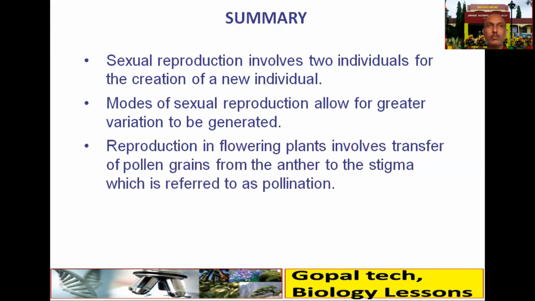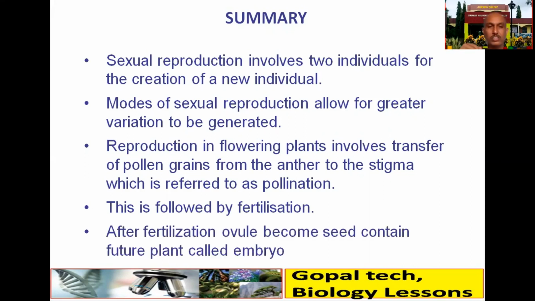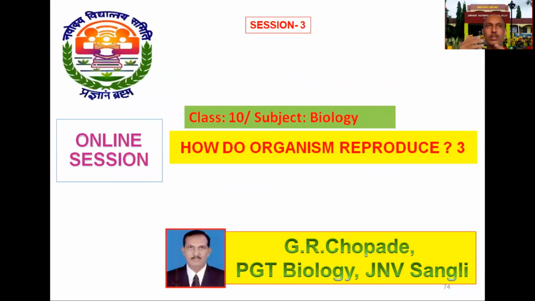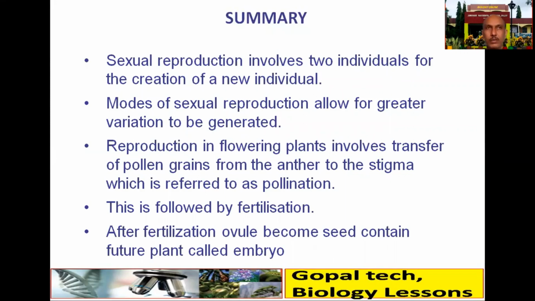Then reproduction in flowering plants involves transfer of pollen grains from the anther to the stigma, which is referred to as pollination. And the pollination may be self pollination or cross pollination, which is followed by fertilization. And after fertilization, the ovule becomes a seed that contains the future plant called the embryo. In the embryo, as you have studied, the plumule develops into shoot, the radicle develops into root, and the cotyledon stores the food. Okay, so I hope you understand how vegetative propagation and sexual reproduction in plants take place.